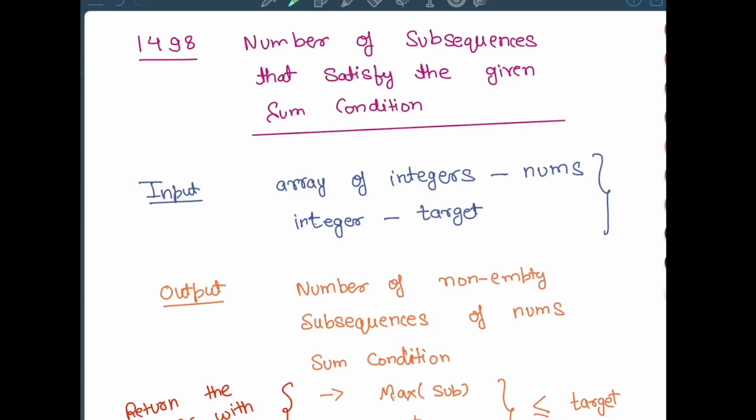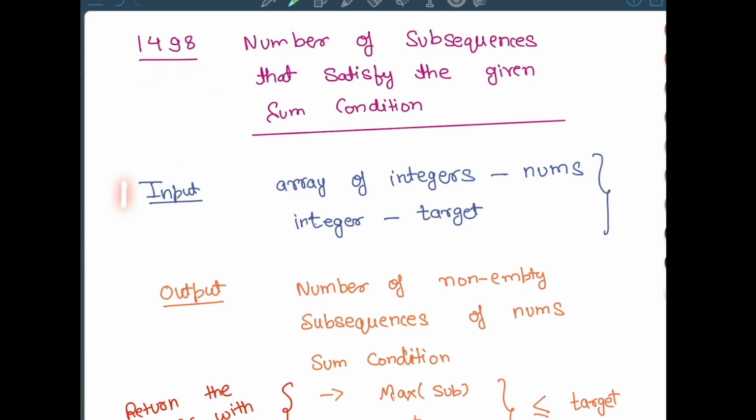In this video, we are going to solve the Leetcode problem of the day, and the problem is number of subsequences that satisfy the given sum condition. Now the problem category is medium level, but I would say after watching this video, after I explain the problem, the solution approach and the intuition behind it, it is going to be very easy for you to solve.